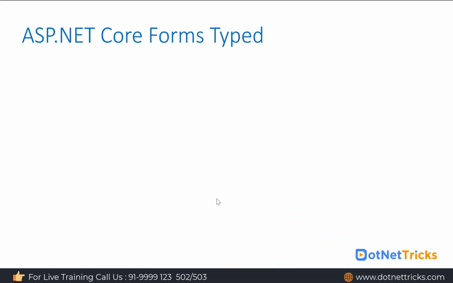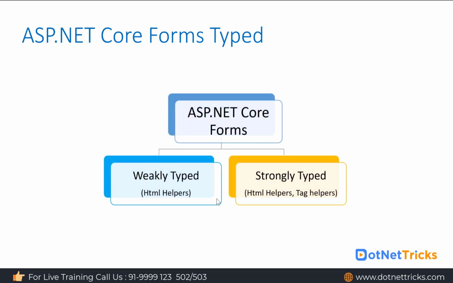Now let's talk about the ASP.NET Core form types, like how the ASP.NET Core forms are connected with our model. In ASP.NET Core, we can create weakly typed forms. Weakly typed forms are not connected with any model class. They don't have any connection with the model class. Weakly typed forms we can create with the help of HTML helpers, and HTML helpers are also available in ASP.NET MVC 5. In the similar way, we can create weakly typed forms here. In the HTML helpers, you just need to pass your text box name, like your form input control's name, and based upon that, they create the form.